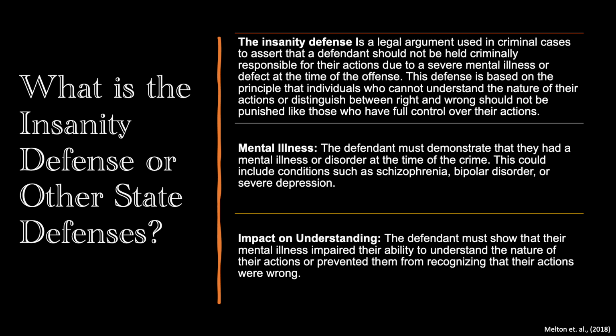Mental illness: the defense must demonstrate that the defendant had a mental illness or disorder at the time of the crime. This could include conditions such as schizophrenia, bipolar disorder, or other severe depression. Impact on understanding: the defendant must show that their mental illness impaired their ability to understand the nature of their actions or prevented them from recognizing that the actions were wrong.